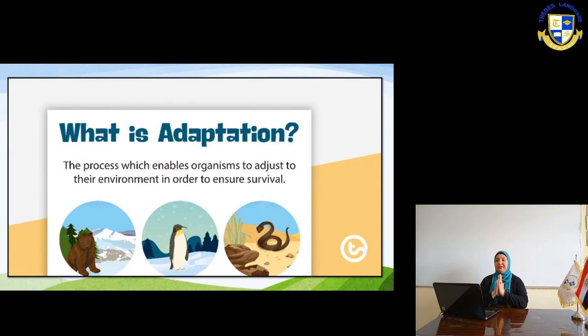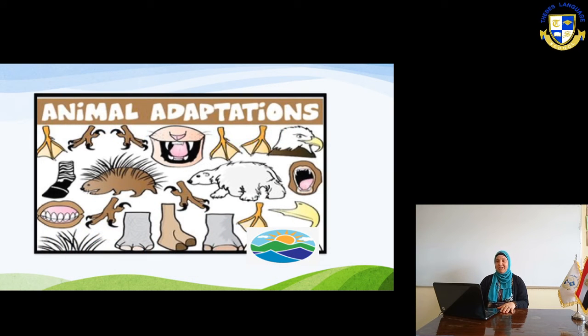Okay. In the next slide, you will see the meaning of adaptation. What is an adaptation? The adaptation is the process which enables organisms to adjust to their environment in order to ensure survival. To live in a polar part of Earth, to live in the desert, you should have some characteristic to strengthen you to live over there, of course, as an animal. In the next slide, you will see also the animal adaptation.